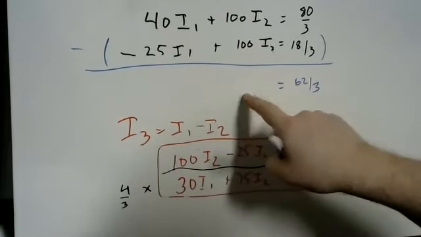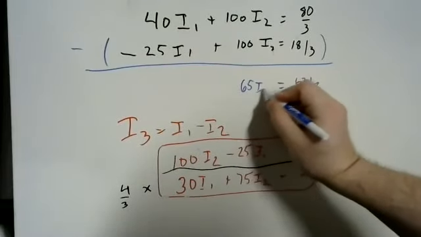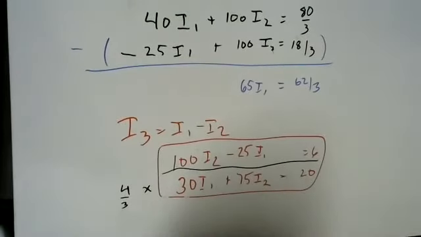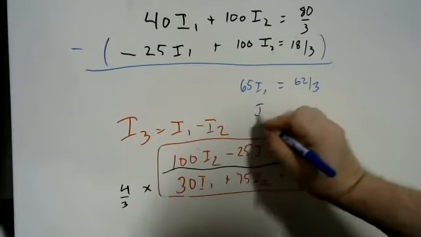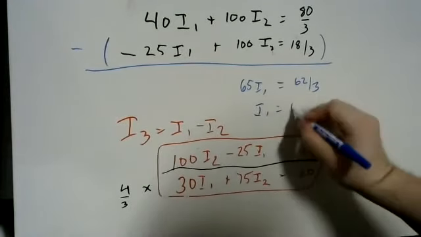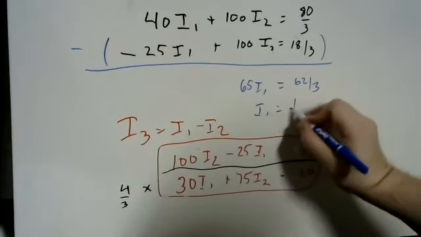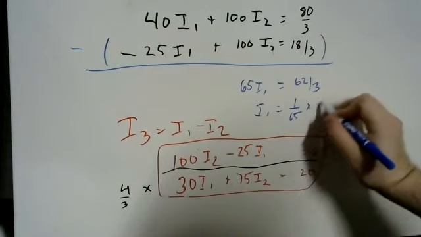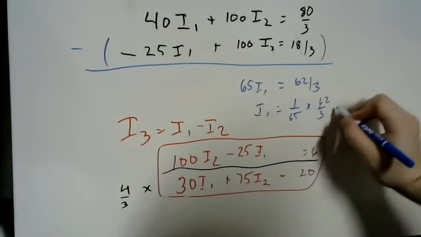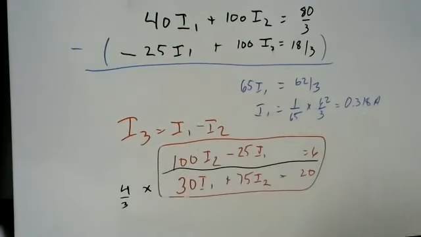The other side, it's going to be 40 minus 25 is 65 I1. And these cancel out because we're subtracting them. It goes away. And so this leaves you with I1 is going to be 62 over 65 divided by 3. Let me write that out. 1 over 65 times 62 over 3, and that is 0.318 amps. That's I1.